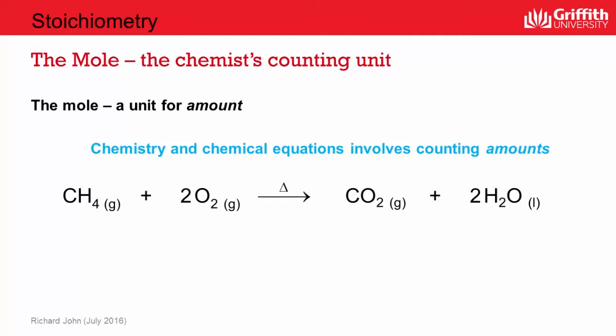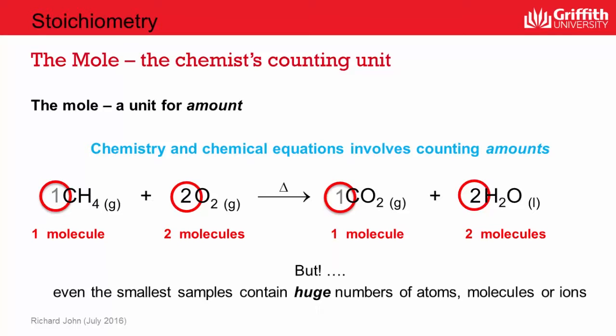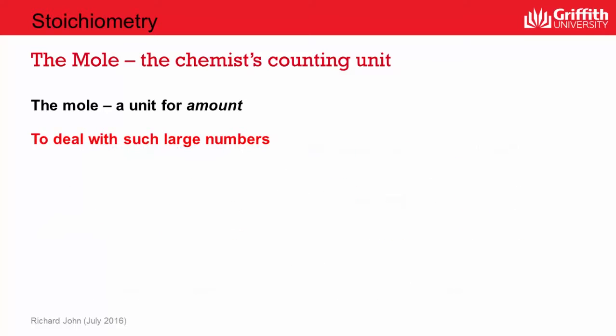For example, here's a chemical equation for the combustion of methane, and it's a quantitative expression that one molecule of methane reacts with 2 molecules of oxygen to produce 1 molecule of carbon dioxide and 2 molecules of water. The problem is, even the smallest samples contain huge numbers of atoms, molecules or ions. You're never going to start with 1 molecule or 2 molecules or even a few molecules. You're going to start with trillions upon trillions upon trillions of molecules.